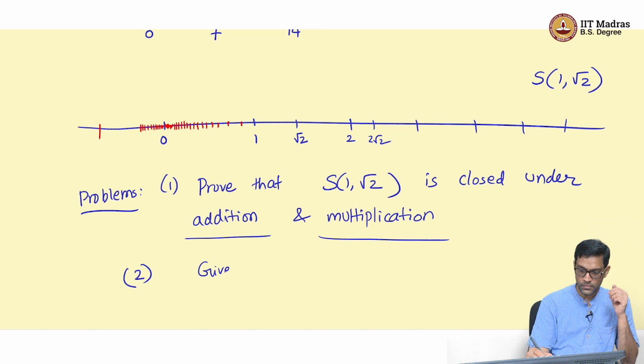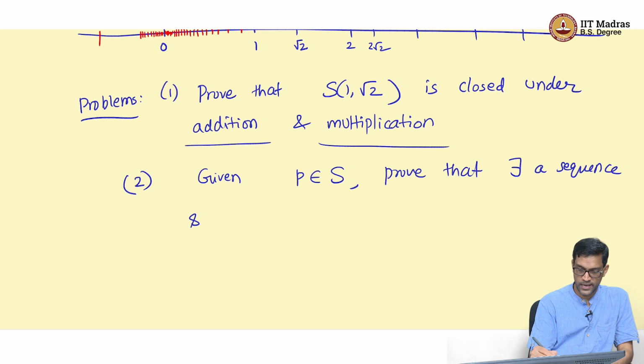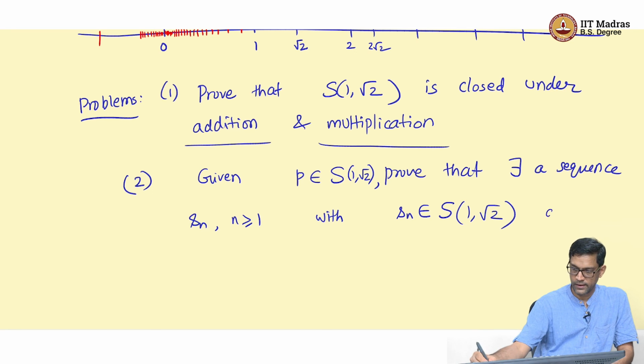Given any element of the set, let us call it P in the set S, prove that there exists a sequence, let us call it Sn, n greater than or equal to 1, with the following properties: that all the Sn's belong to the set S. So, when I say S, I just mean S of 1 comma root 2 here. And the limit of Sn equals P. Okay.